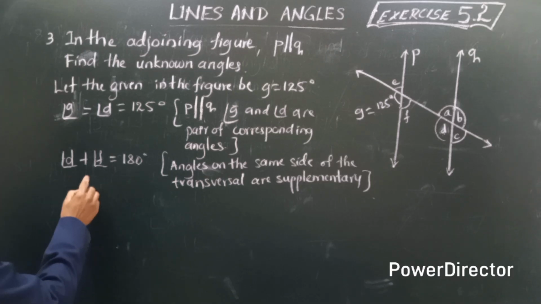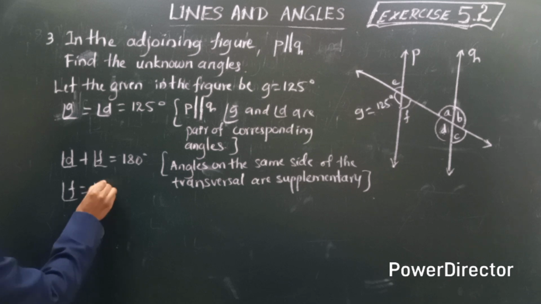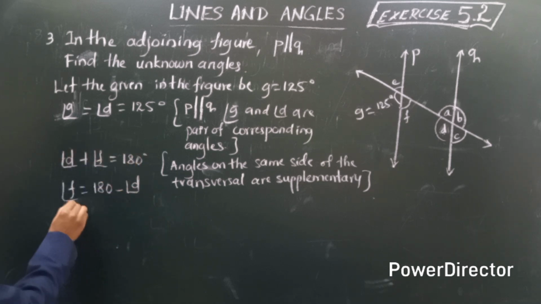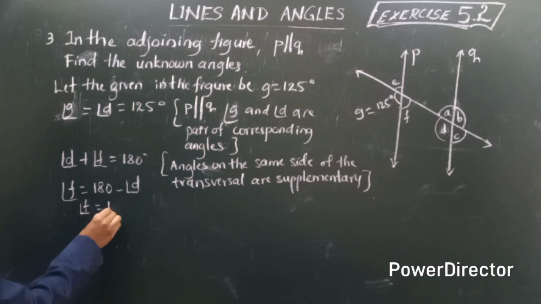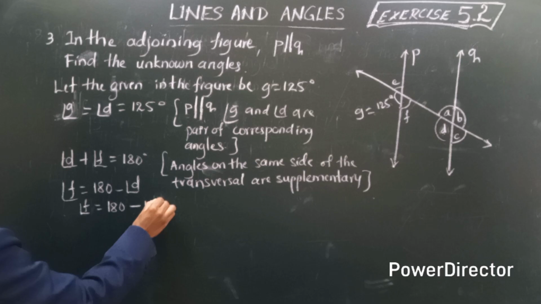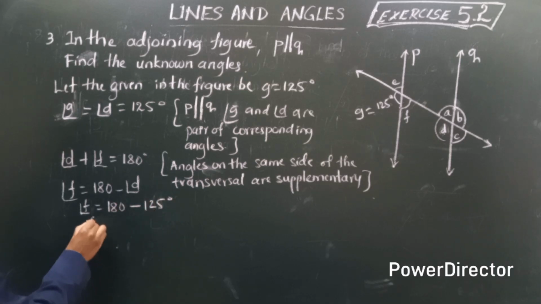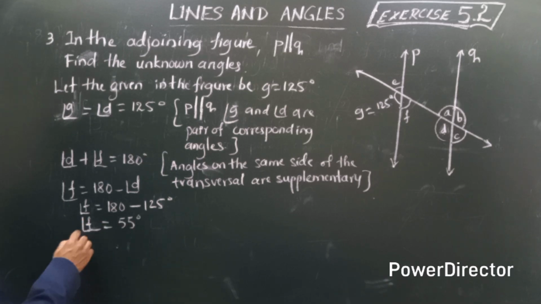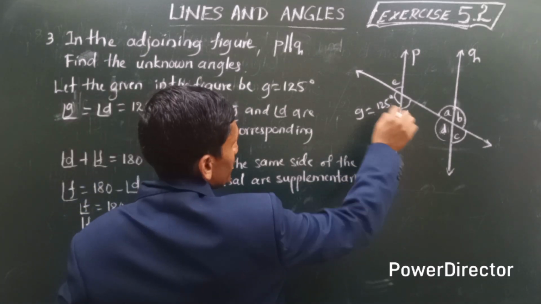Now we can easily find out F, because angle F equals 180 minus angle D. You transpose it to the other side. Angle D we have found out, that is 125 degrees. If you subtract, what do we get? Angle F is equal to 180 minus 125. How much? 55 degrees you will get. So angle F is 55 degrees.